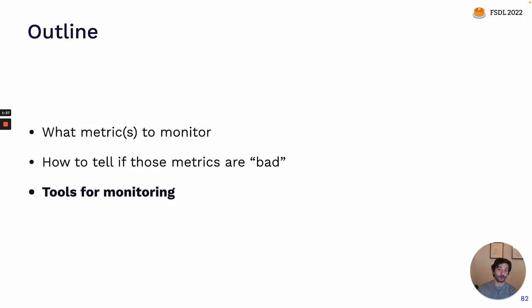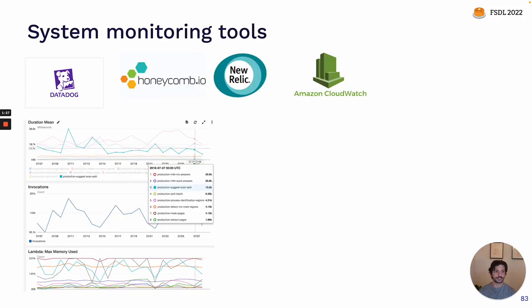The last topic I want to cover on model monitoring is the different tools that are available for monitoring your models. The first category is system monitoring tools. So this is a pretty mature category with a bunch of different companies in it. And these are tools that help you detect problems with any software system, not just machine learning models.